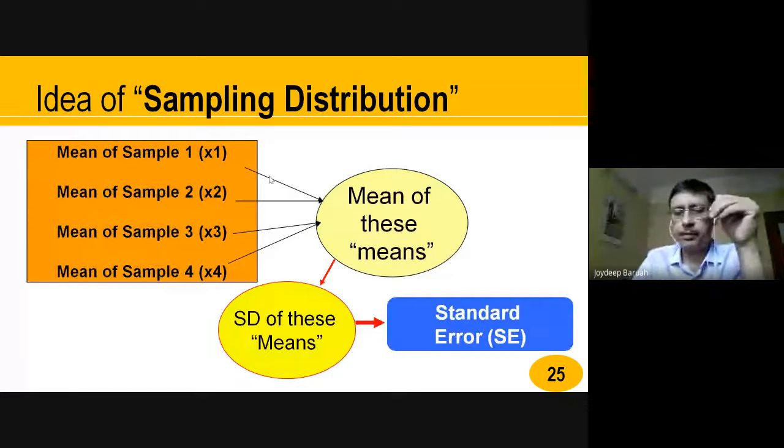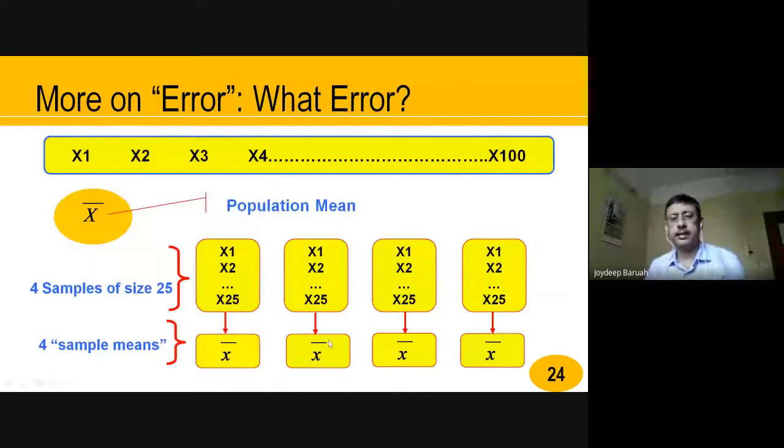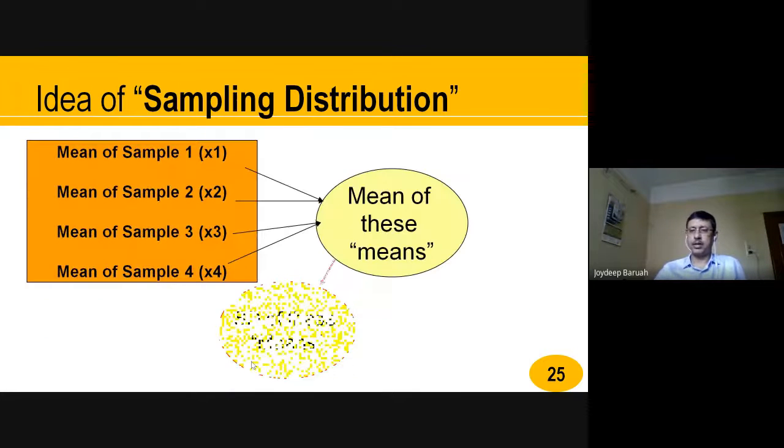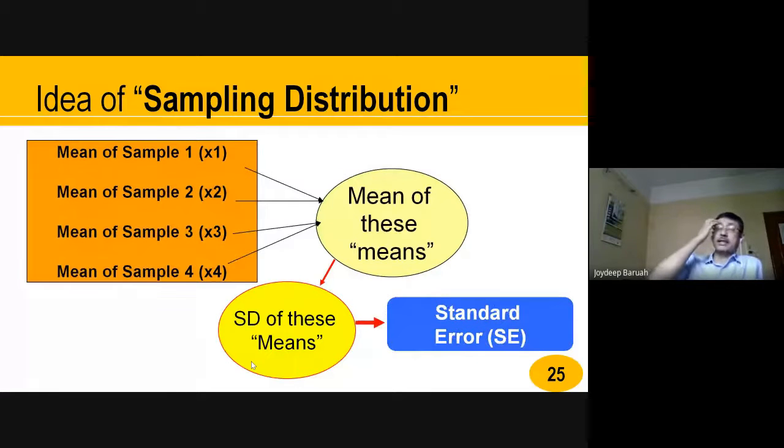That means that sample 1 will give you result 1, sample 2 will give you result 2, sample 3 will give you result 3, sample 4 will give you result 4, and ideally these are going to be different. Now when these are different, if you get the standard deviation of these results, then we call it the standard error. All right, how different they are. Now this standard error idea is extremely crucial in sample size determination.